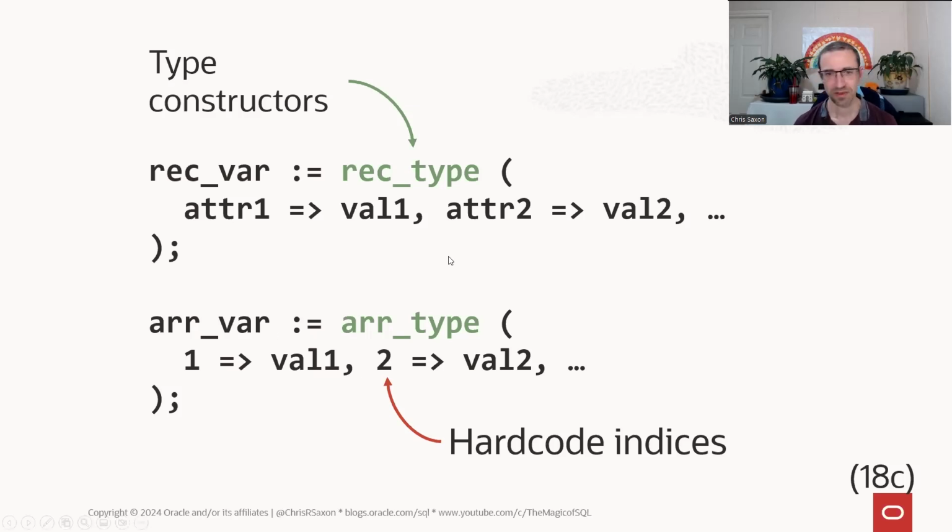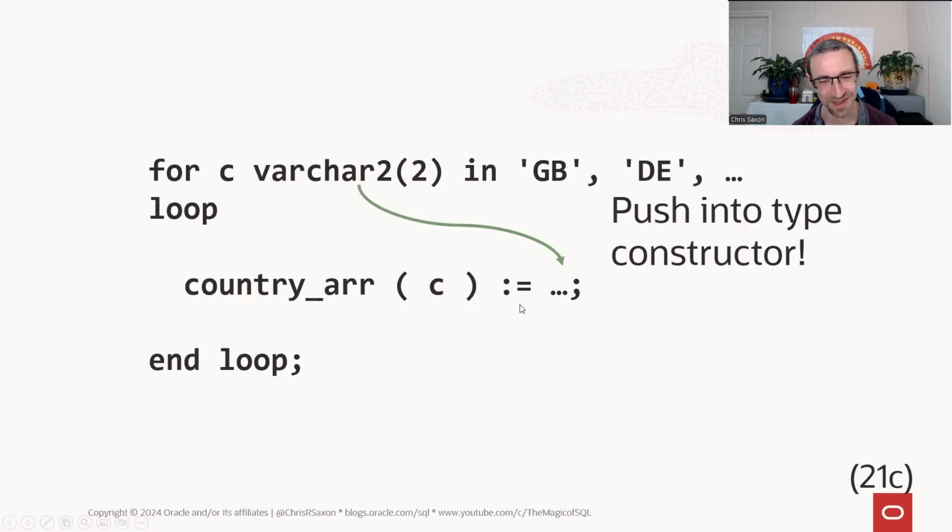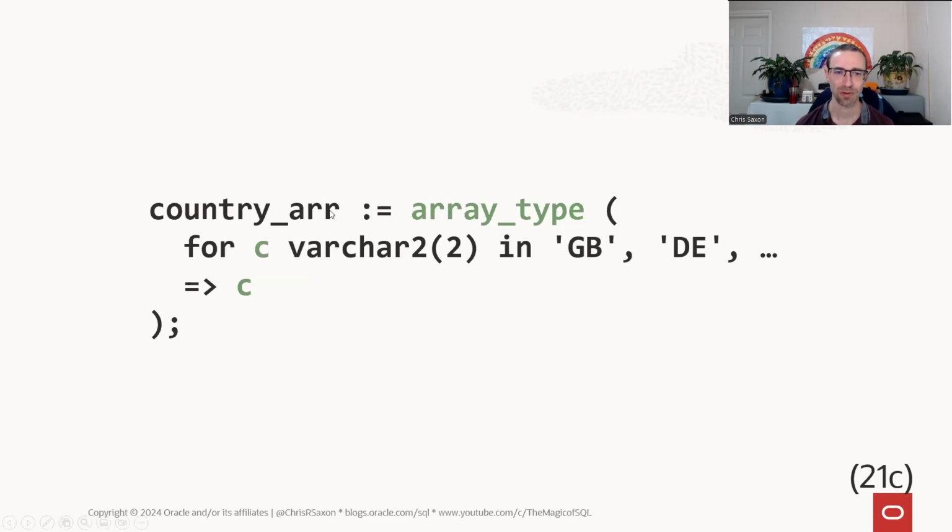So what you'd typically have to do is loop through the values. Using the 21c syntax, we could loop through our list of country codes and then initialize the entry for that country like this. However, still in 21c, you can actually make this even simpler and push the loop into the type constructor. What does that mean? Well, we've got our array variable and we've got our array type. Notice we've got the for statement inside the constructor.